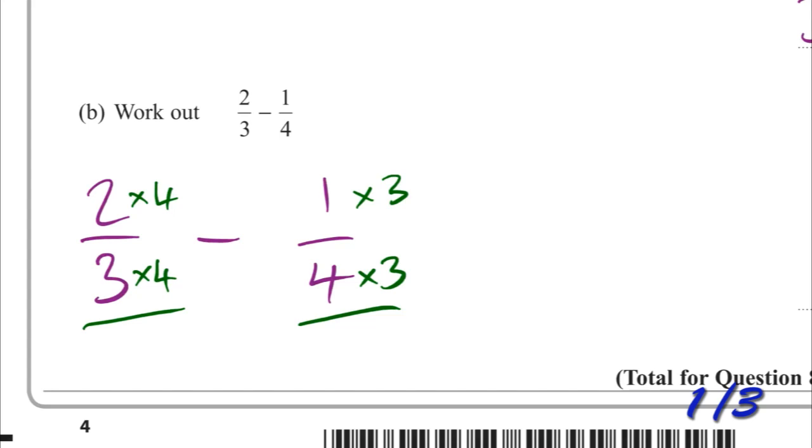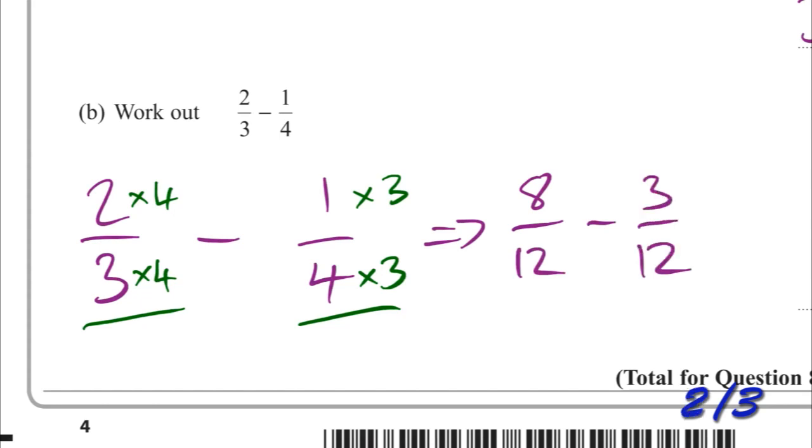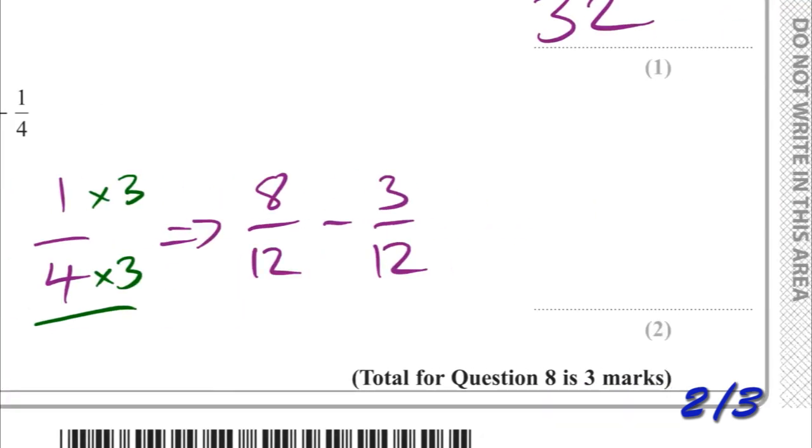So my fraction now becomes 2 times 4 is 8, 3 times 4 is 12, take away 1 times 3 and 4 times 3. I now get 8/12 take away 3/12. Because I used equivalent fractions, this is just the same question. 3/12 is exactly the same as a quarter, but now the denominator is the same, so it's a lot easier to work out. I just need to do the top number, take away the second top number. 8/12 take away 3/12 leaves us with 5/12.